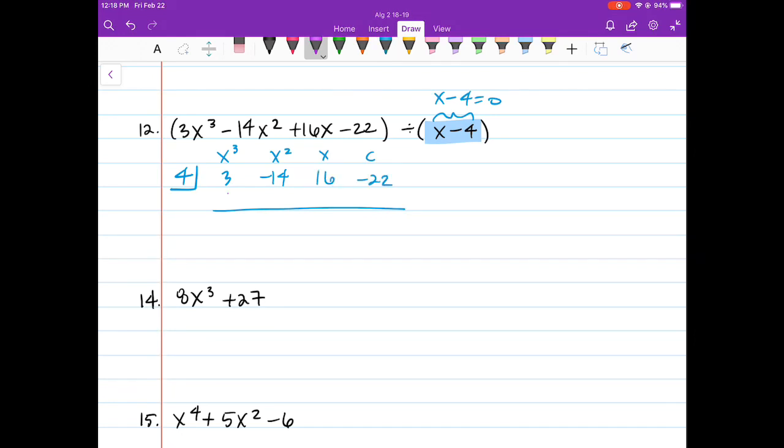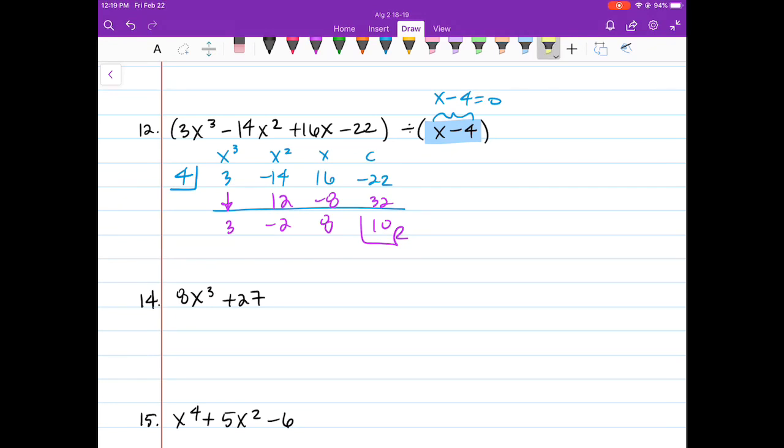When we do synthetic division, we bring down that 3 and we multiply. 4 times 3, we get 12. We add negative 2. 4 times negative 2, negative 8. 16 plus a negative 8 gives us a positive 8. 4 times 8 is positive 32. Looks like we've got a remainder of 10.